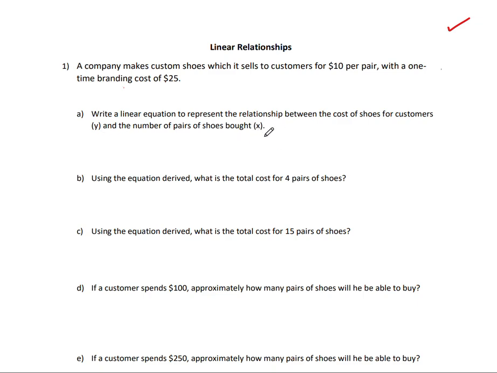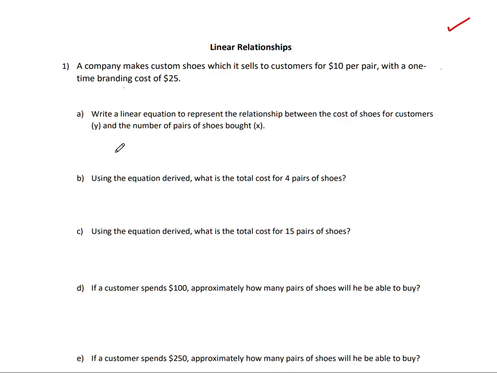First thing we want to establish here is that Y represents the dependent variable, that is, the cost of shoes bought by customers will be dependent on the number of pairs of shoes bought, which is the independent variable, X. The dependent variable relies on or is influenced by the independent variable in terms of the determination of its value.